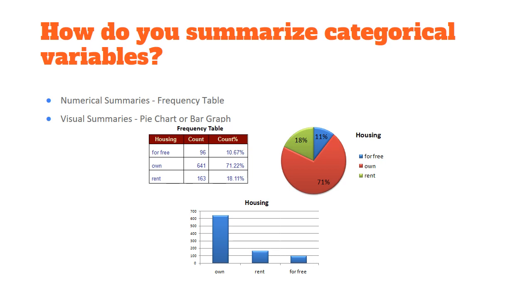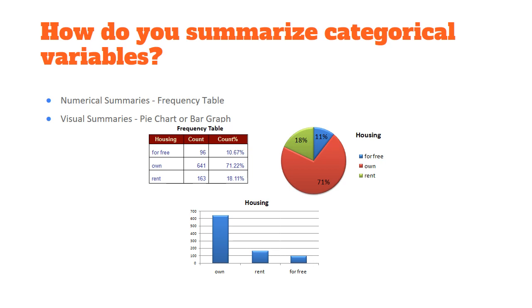96 people live for free, which is 10.67% of the total. 641 own, which is 71.22%. And 163 pay rent, which is 18.11%.